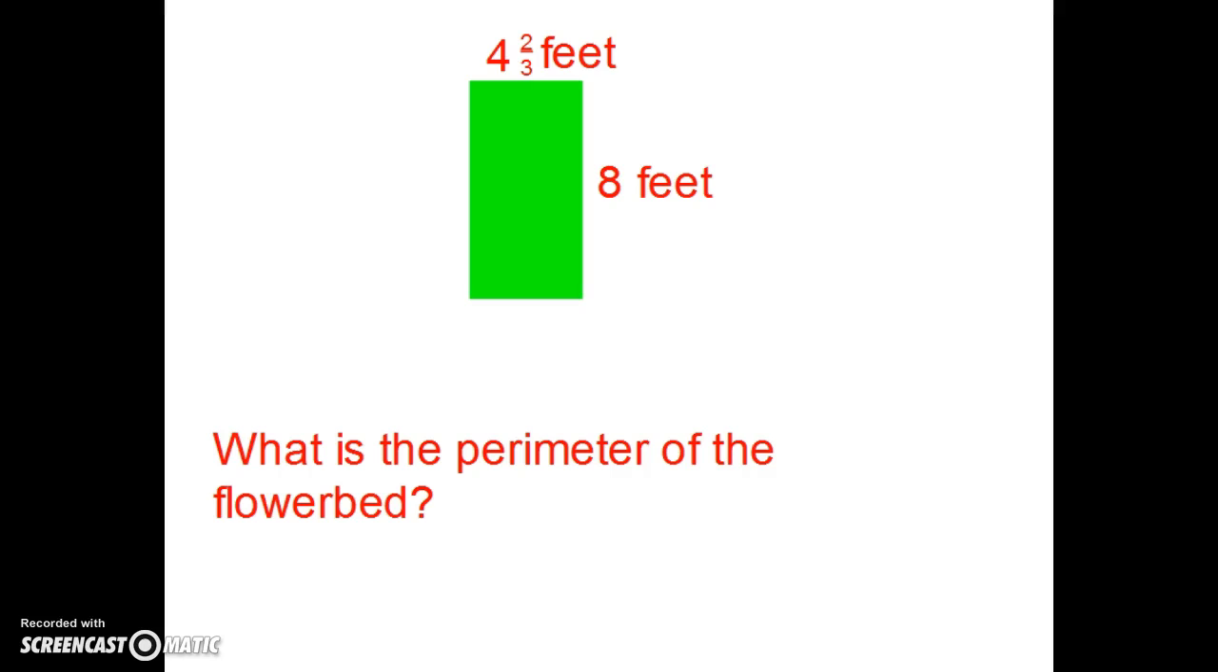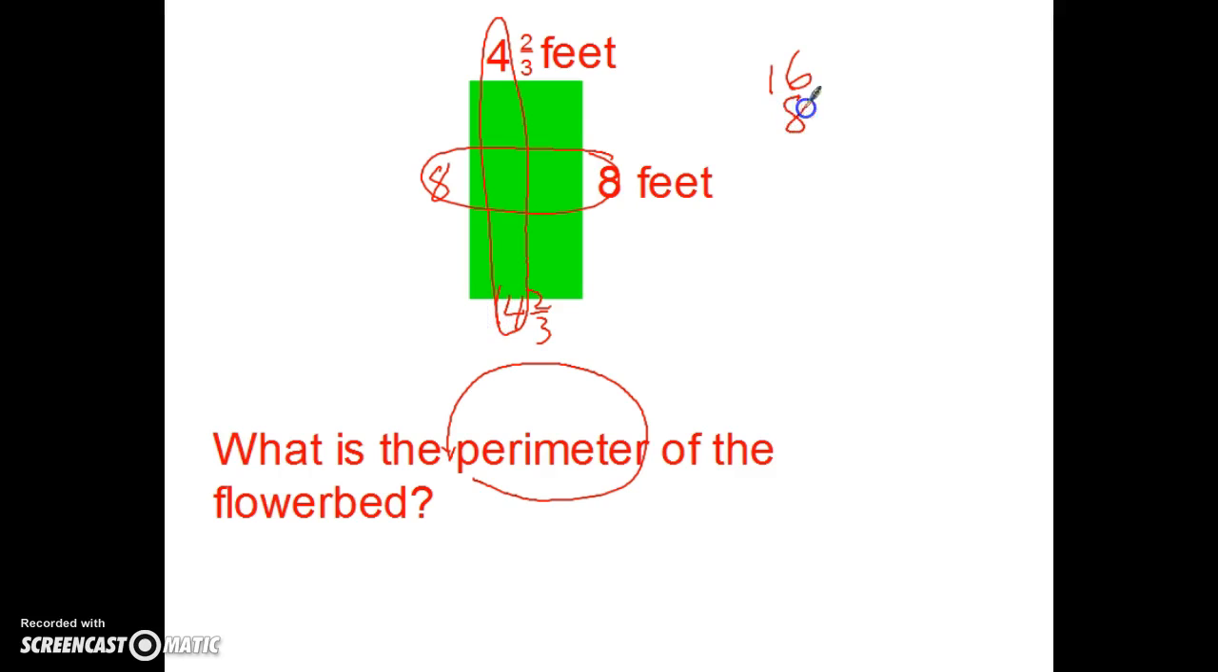And the last one, what is the perimeter of the flower bed? Perimeter means the distance all the way around. So I need to label each side. So this is also 4 and 2/3, and this is also 8. Okay. Since I need to add all these numbers together, I'm going to add 8 plus 8. I know that's 16. I'm going to add just the whole number part here. 4 plus 4 is 8. And then I've still got a 2/3 plus 2/3.